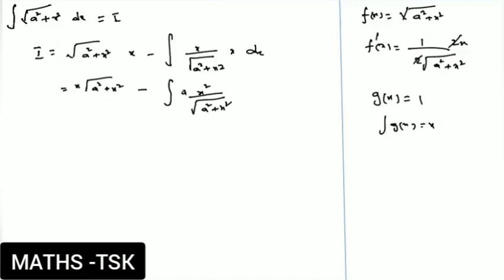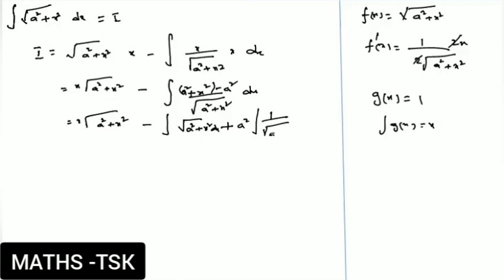So add a square and then subtract a square. For the first two terms, you separate this integration into two terms. There is nothing but x into root of a square plus x square minus integration of root of a square plus x square, minus minus plus, a square into integration of 1 by root of a square plus x square into dx. Since you consider this as I, this is also I.